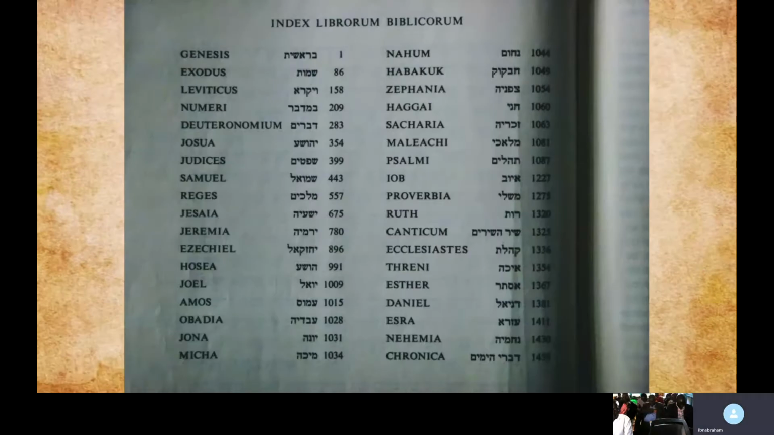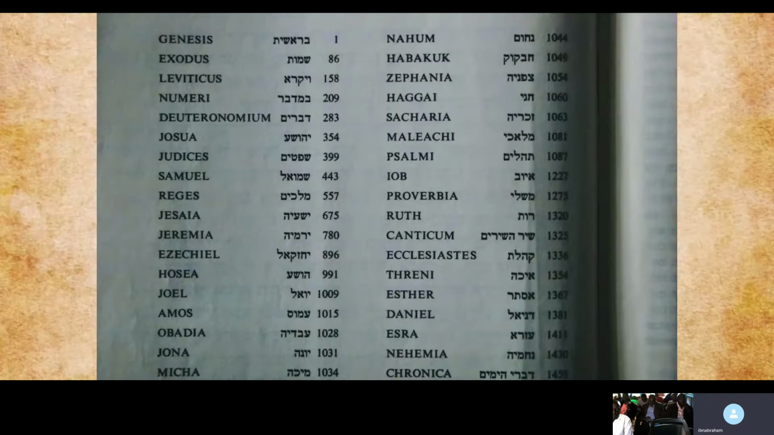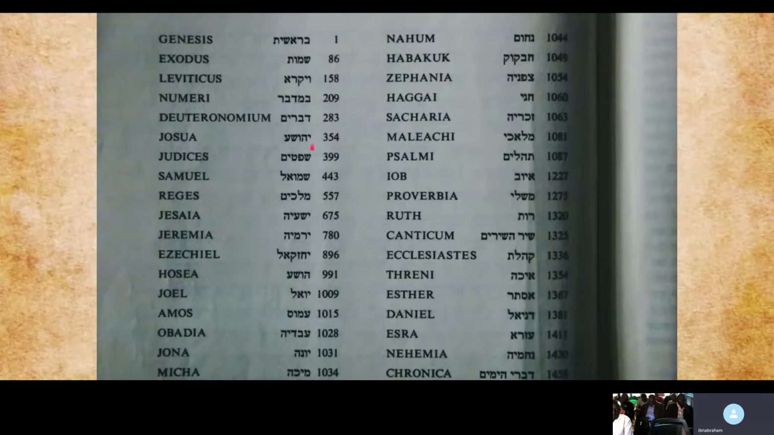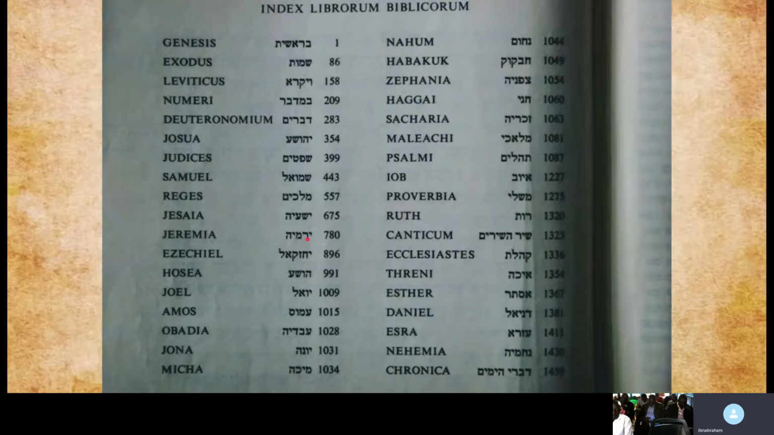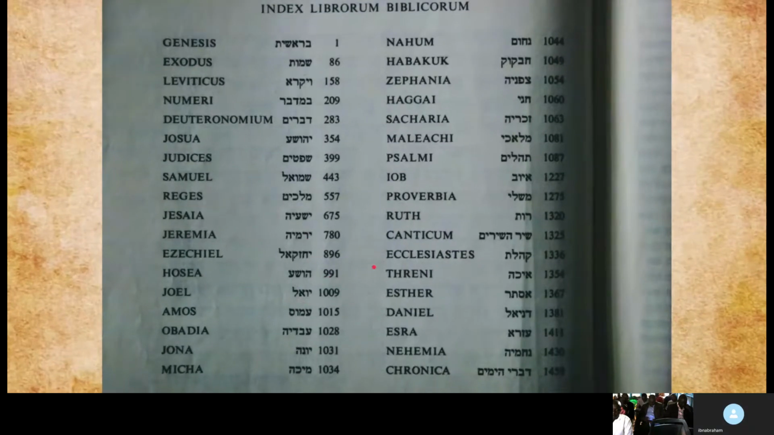And here's the table of contents as it's laid out in Biblia Hebraica Stuttgartensia. So you can see the typical books: Bereshit, Shemot, Vayikra, Bamidbar, Devarim, Yehoshua, Shoftim, Shmuel, Melachim, Yeshayahu, Yirmiyahu, Yechezkiel, Hosea, Yoel, etc.